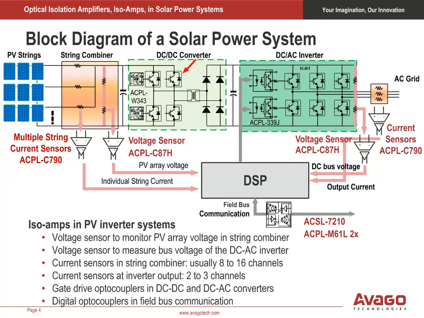The DC to DC converter stage boosts the DC voltage to a higher level before being fed to the DC to AC inverter. In these two stages, gate drive optocouplers are used to drive IGBTs and protect them through fault sensing. Isoamps also monitor the DC to AC inverter output current and voltage. In addition, digital optocouplers interface the system DSP controller to a field bus communication link. As you can see, isolation devices are a key element in PV system operation that also add to the PV system's safety and reliability. A complete solution is available from Avago.